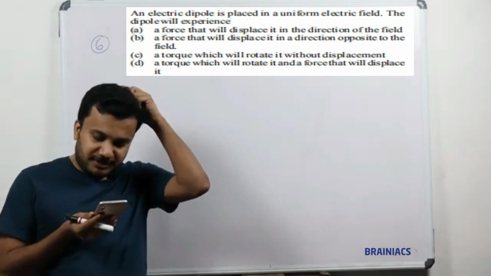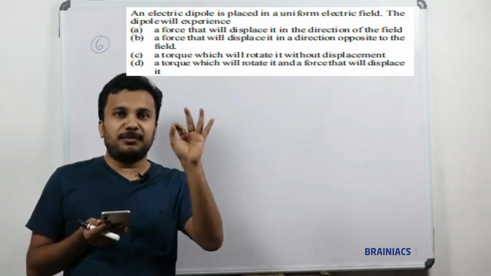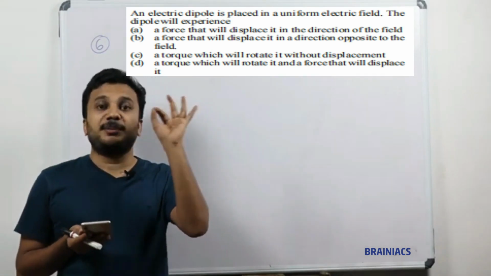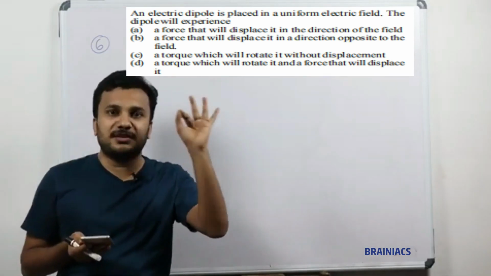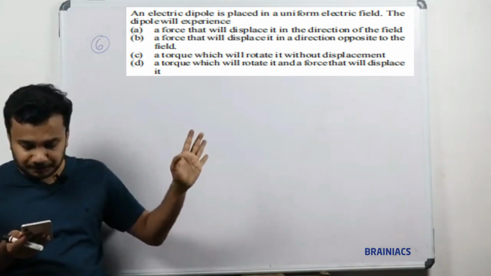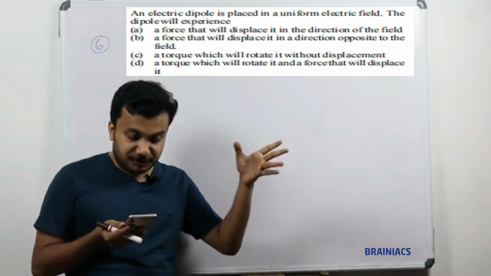First one, a force that will displace it, no. If a dipole is placed in a uniform electric field, it will never experience a net force. If a dipole is placed in a non-uniform electric field, it may experience a force. So here there is no chance of force. So the first option is wrong. Second option, a force that will displace it, no force. So B is also wrong.